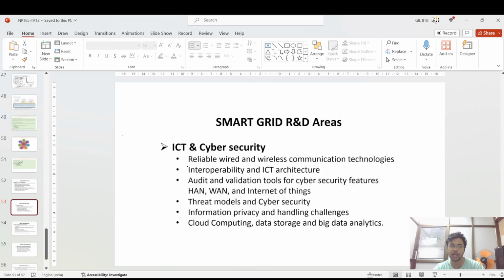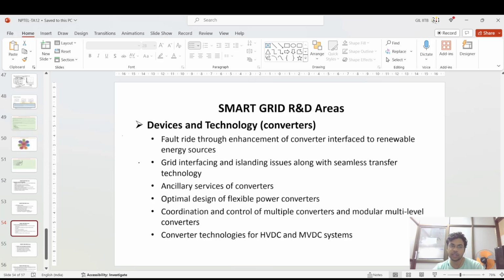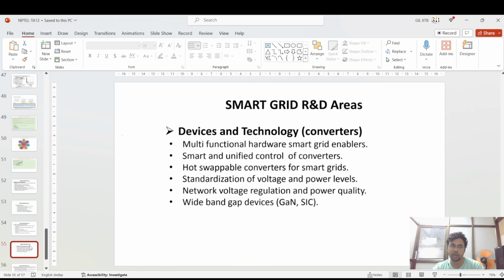The second topic is ICT and cyber security, that is the HAN system and the WAN system, the wide area network. This kind of infrastructure is also growing: cloud computing, data storage, big data analytics. The other topic is device-based technology. Devices means you are making something. Suppose you are designing a controller or converters, doing coordinated operation, and optimally designing flexible power electronic converters. These are some of the topics.